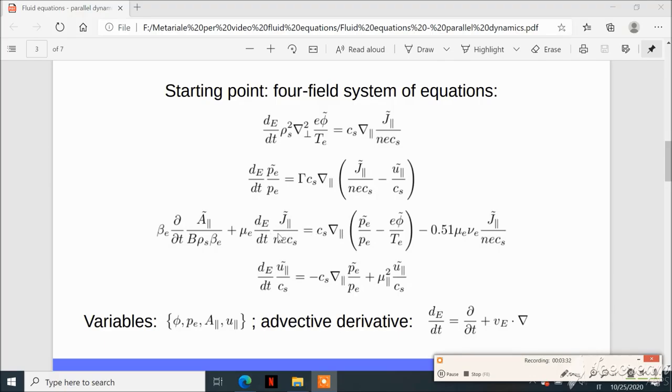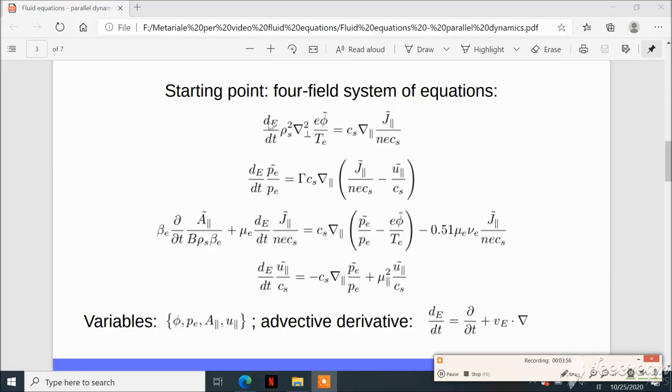We have the parallel momentum equation for the ions, for the electrons, which is also called the generalized Ohm law, because this relates basically the current to the electric field, and it is also responsible for the Ohm dissipation. And finally, we have the parallel momentum equation for the ions.